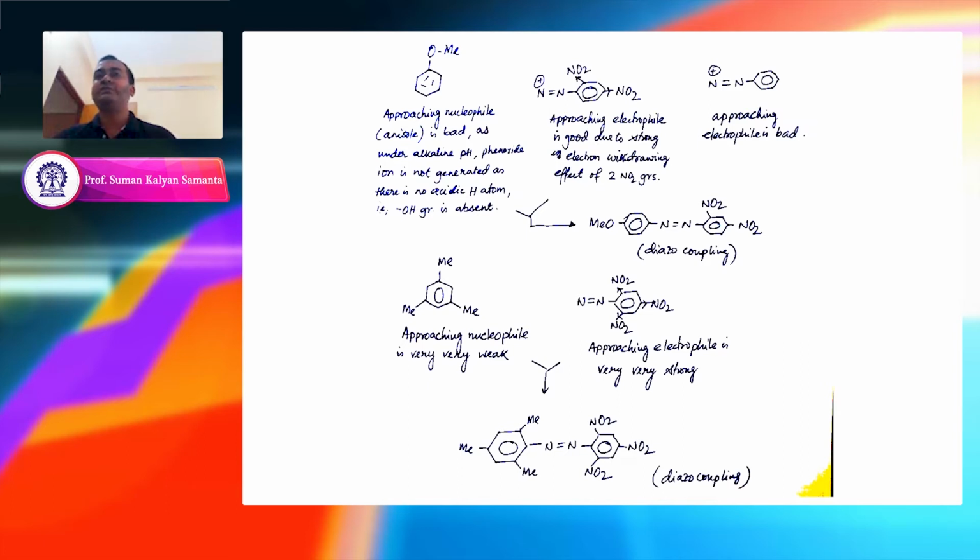If it cannot form the phenoxide ion, this aromatic ring cannot be electronically rich in nature, and that is why the nucleophilicity decreases significantly, and it cannot attack the weak benzene diazonium salt. Because as I said, benzene diazonium chloride is not a very strong electrophile. So even if we protect this one, the reaction does not happen, because in this case the approaching nucleophile becomes weak, as under alkaline pH the phenoxide ion cannot be generated, and because there is no acidic hydrogen atom. So this is a bad nucleophile, this is a bad electrophile. So a bad combination does not react.